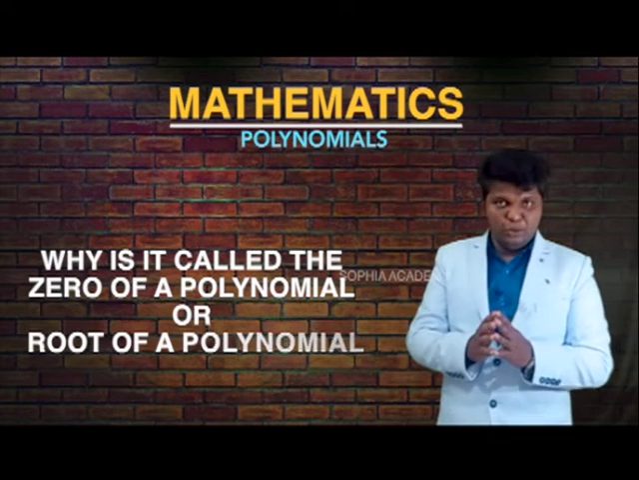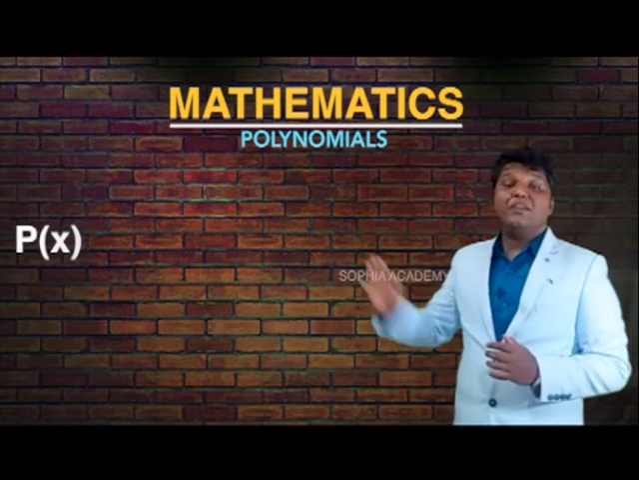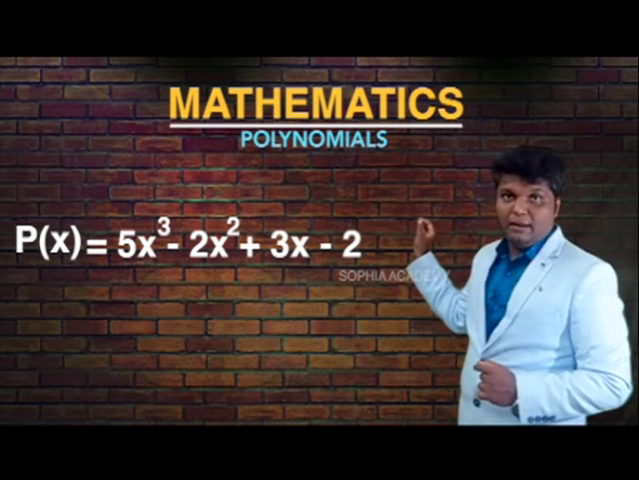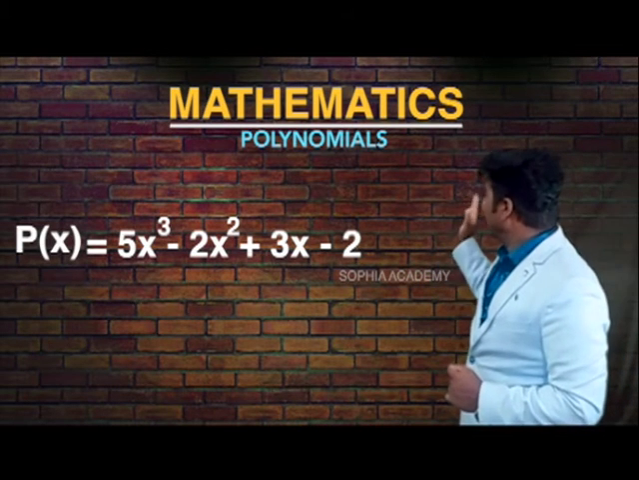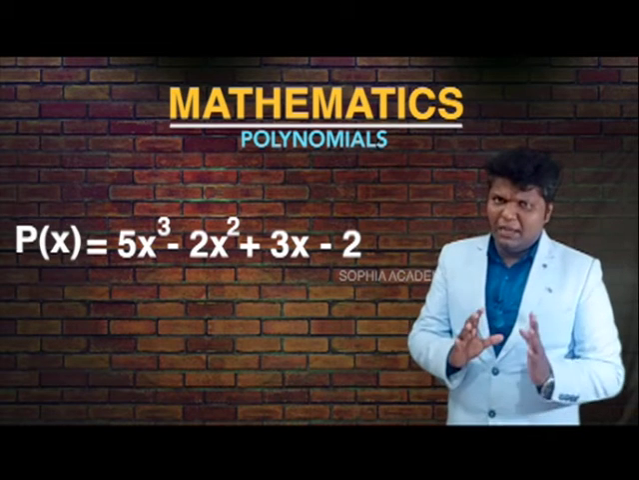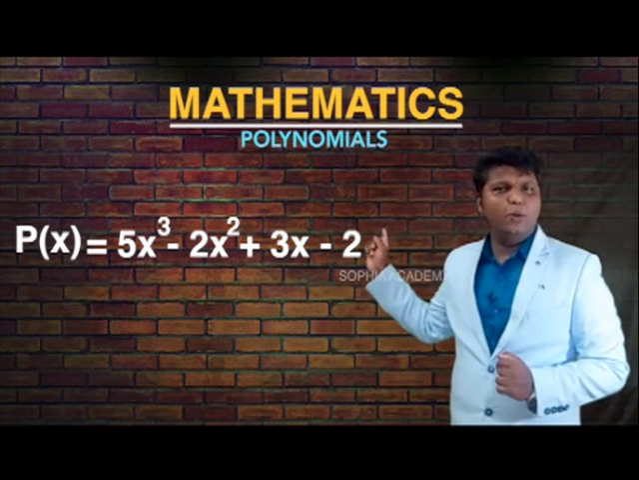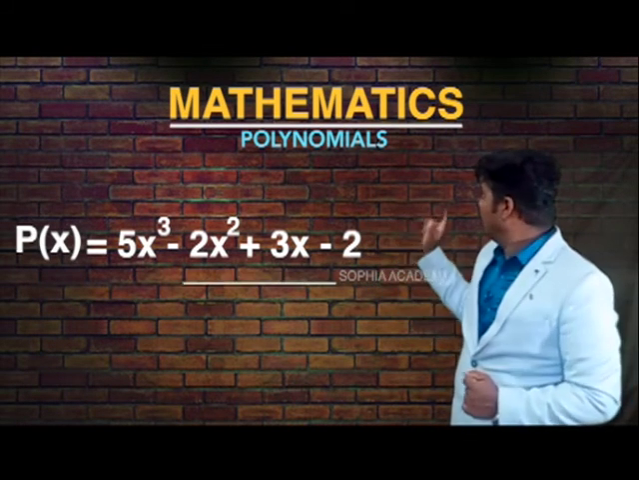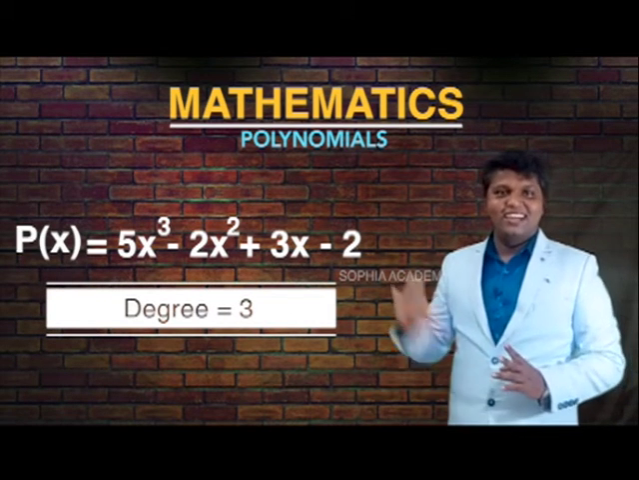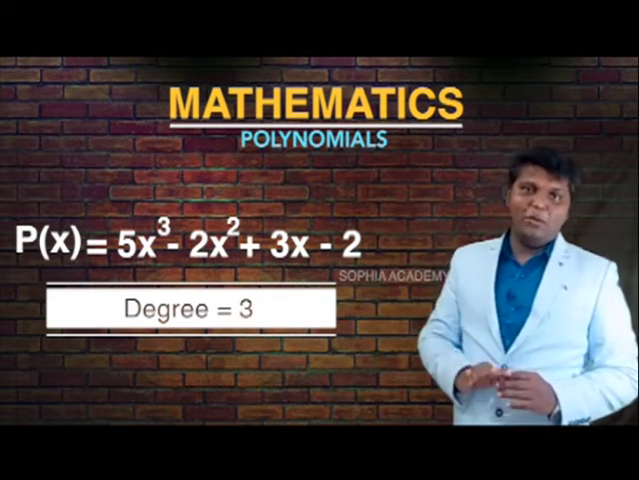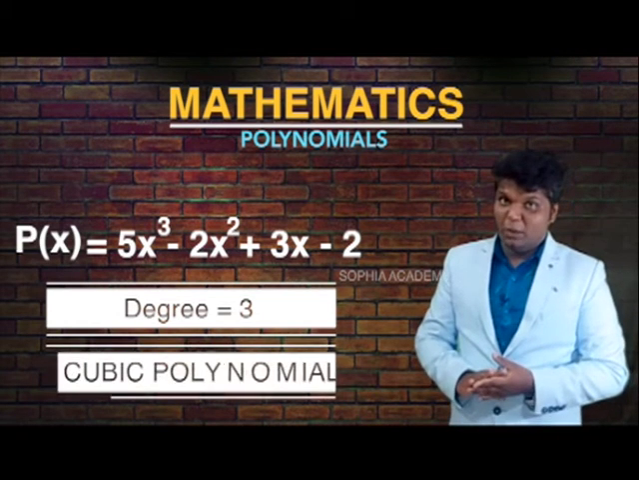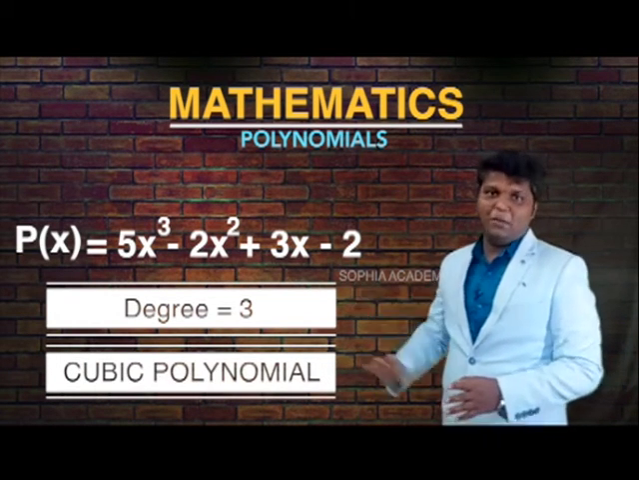Let us take an example. Here p of x is equal to 5x cube minus 2x square plus 3x minus 2. It's a polynomial in x. Let me ask you a small thing. What is the degree of this polynomial? It is 3. It is not there in the question, I simply asked. It is a third degree polynomial. What is a third degree polynomial called? A third degree polynomial is what we call a cubic polynomial. So here we got a cubic polynomial.